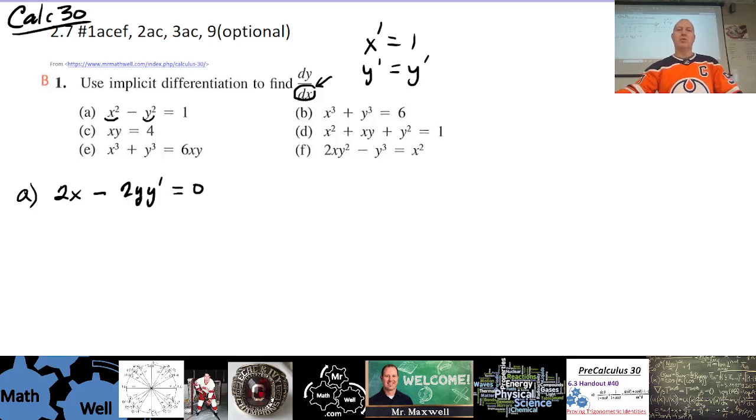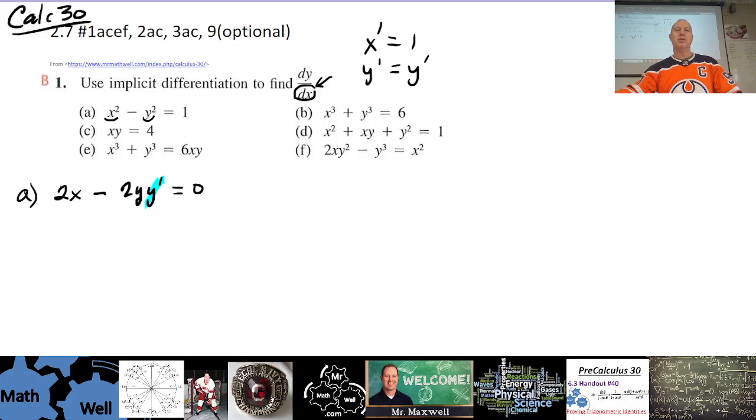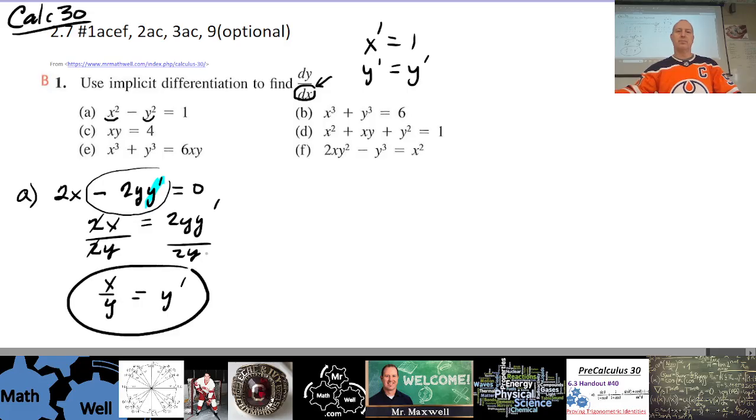And now what we want to do is we want to isolate our y prime. We just have it in one spot, so this is going to be easy. So let's get this term over to the other side because it's negative right now. So I'm going to make it 2y y prime on the right side equals 2x. Now I'm going to divide by 2y, both sides, and y prime is equal to, 2's cancel out, it's x over y. Okay, so y prime should be equal to x over y.